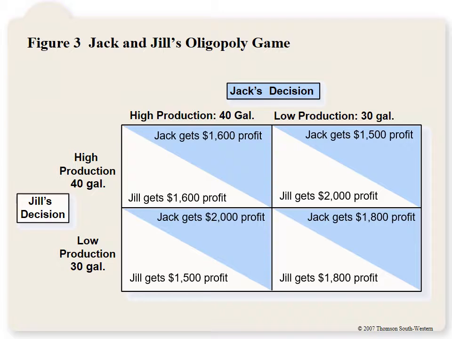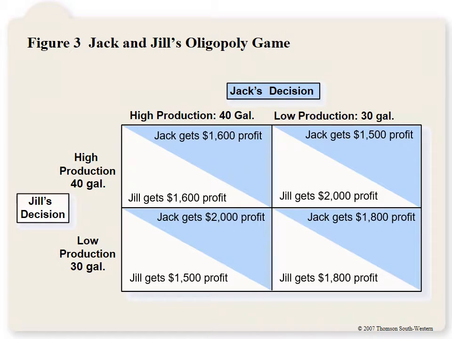My question to you is this: does Jack have a dominant strategy? Is there one action that Jack should do regardless of what Jill does? Well, if Jill does high production, so that top row, we're ignoring the bottom row now, Jack can either make $1,600 for high or $1,500 for low production. Clearly, Jack would rather have the high production.